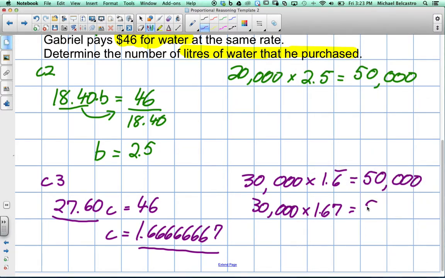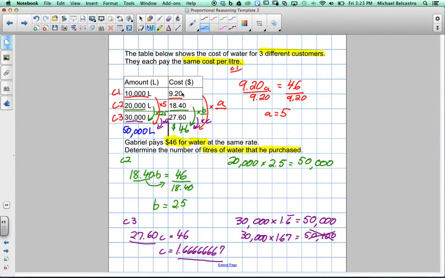This value would not be correct, okay? Because we rounded too early, we got an incorrect value. So we have to be very careful about our rounding. So there's our constant of proportionality.